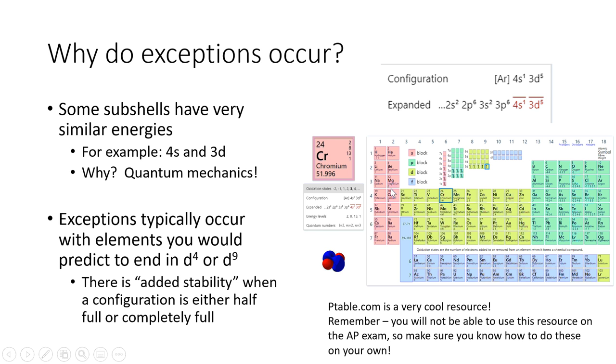I want to point out this visual I got from ptable.com. It's a cool resource, that interactive periodic table. Keep in mind you will not be able to use this resource on the AP exam. This is something you could use to maybe check your work as you're trying to write out electron configurations. But you don't want to get in the habit of just Googling answers, because you do need to be able to do these electron configurations on your own.